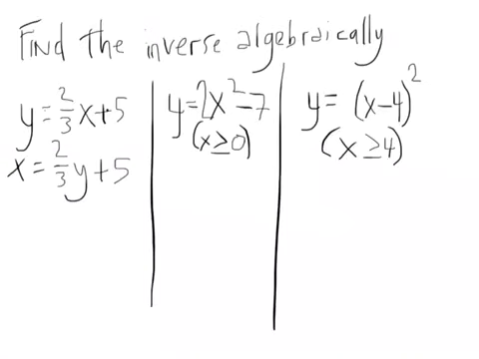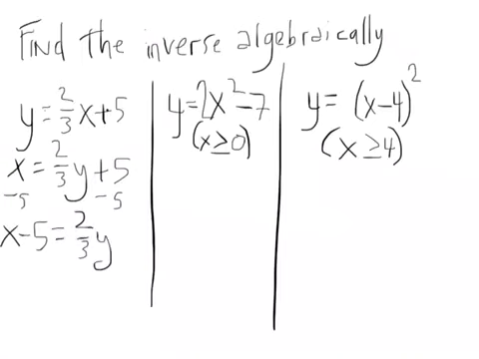Now that I've switched the x and the y, I want to come up with a function that I can plug in the input and it's easy to compute the output. So I'm going to get y all alone. I'm going to get that output all alone. So first thing that I'm going to do is subtract 5 from both sides to get rid of that part. So now I have x minus 5 equals 2/3 y.